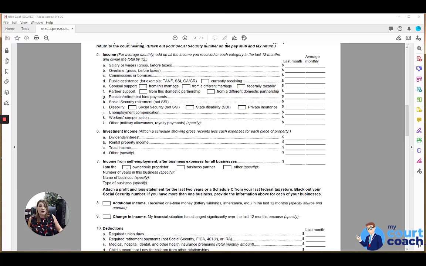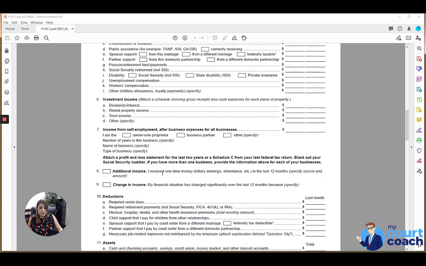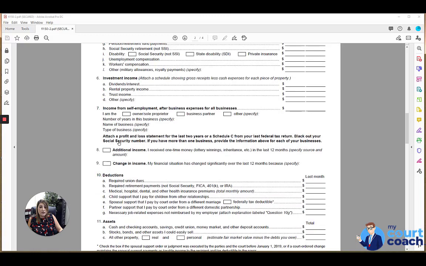You need to list your role in the business, if you're an owner or sole proprietor, a business partner, or other, the number of years this business has been in effect, the name of the business, and the type of the business. Line 8, if you receive some sort of one-time money, like lottery winnings or inheritance as an example, you would put it there. I often put, if you get an annual bonus, I would probably list that there as well. If there's been a change in your income, line 9 gives you a space to explain that. Maybe you lost your job or something like that, that would go here.